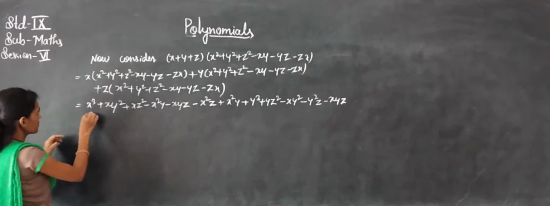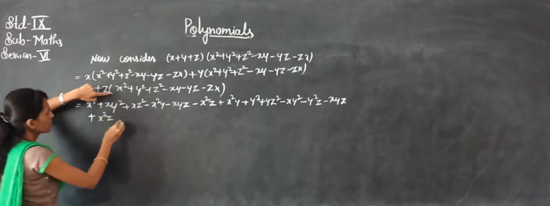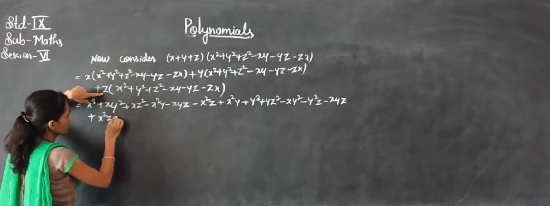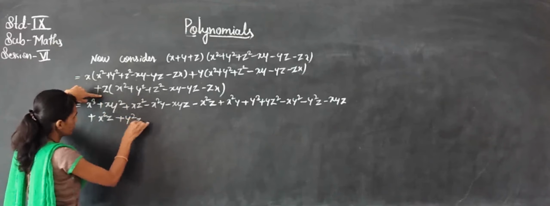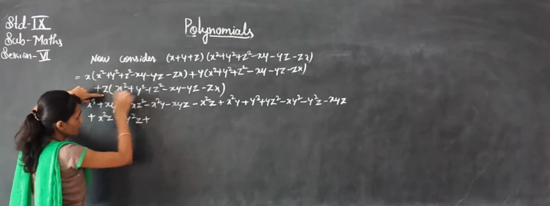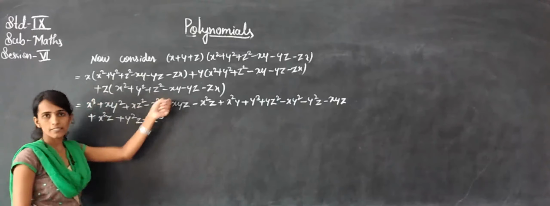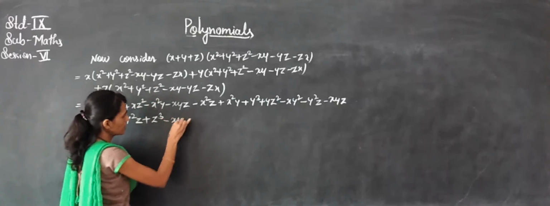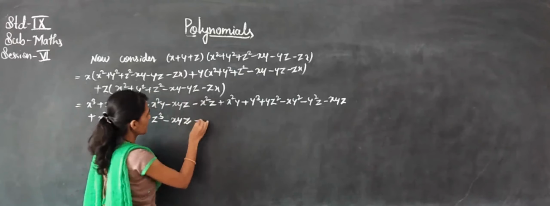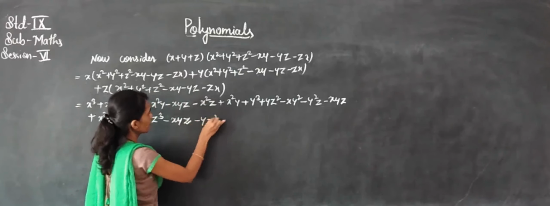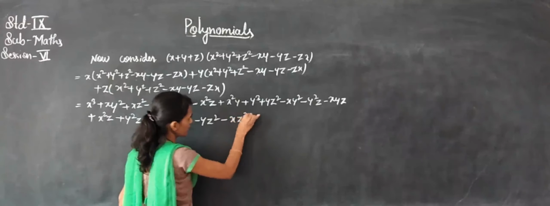So then plus continue, z into x square, plus x square z. So then z into y square that will become y square z. And z into z square that will give us z cube. Then z into minus xy that is minus x y z. So z into yz that is minus y z square. And lastly minus x z square.